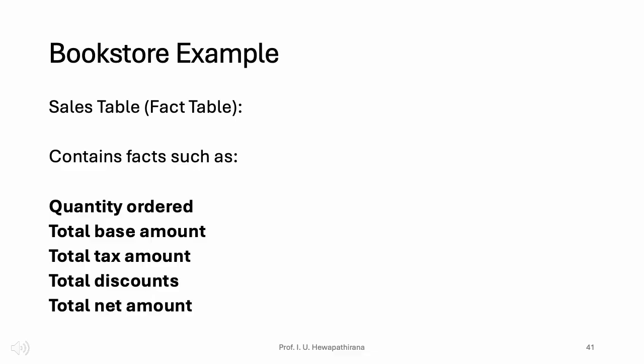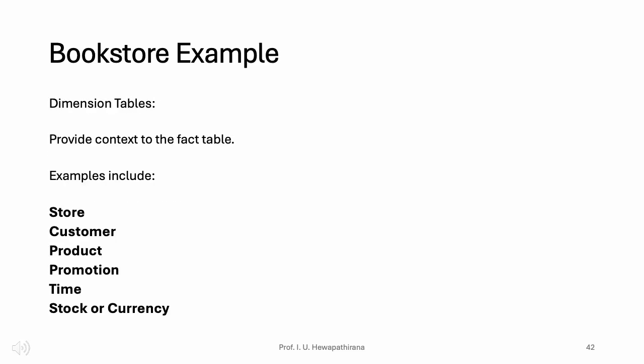With the primary business process identified, we can define the fact table. The sales table will serve as our fact table, containing metrics such as quantity ordered, total base amount, total tax amount, total discounts applied, and total net amount. These quantifiable measurements are the facts, the core data points around which the rest of the model is built.